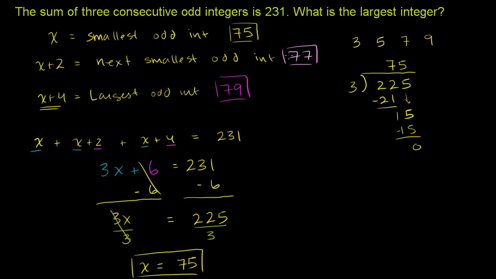And let's verify that when we add them up, we get 231. So 75 plus 77 plus 79. I want to add them all up. 5 plus 7 is 12. 12 plus 9 is 21. Carry the 2. 2 plus 7 is 9. 9 plus 7 is 16. 16 plus 7 is 23. So there you have it. The 3 consecutive odd integers, when you add them up, you got 231. They're consecutive and odd. They ask what's the largest. The largest is 79.